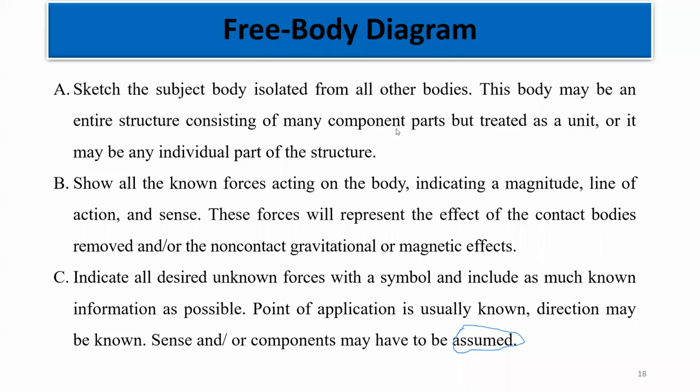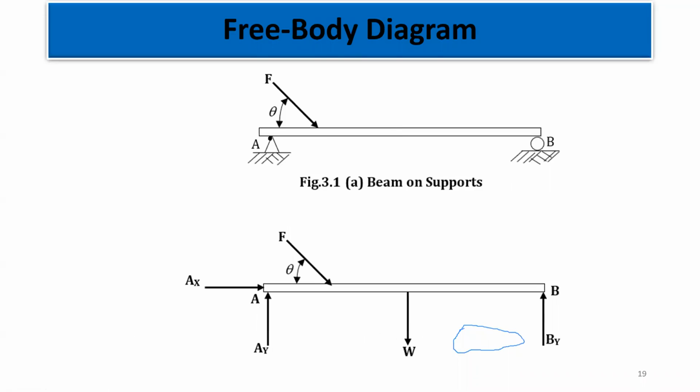So we'll quickly look at some problems and see how best we can analyze that system. We say that we have a beam that is simply supported. A simply supported beam is normally supported on rollers and pins.